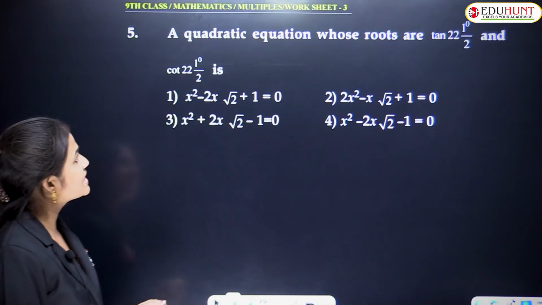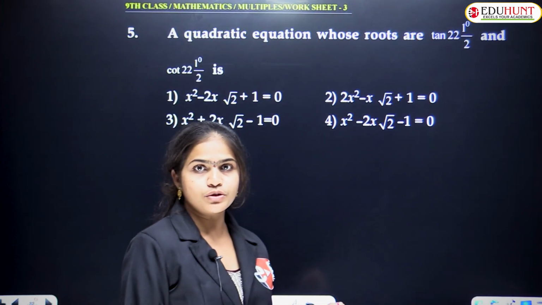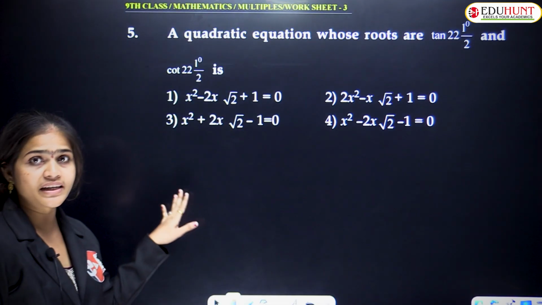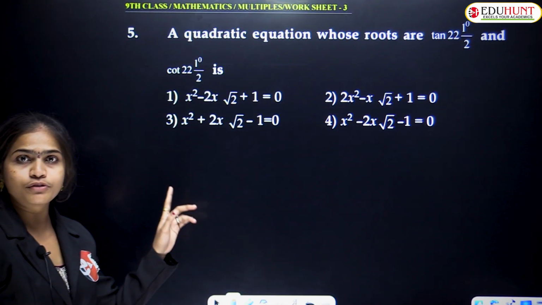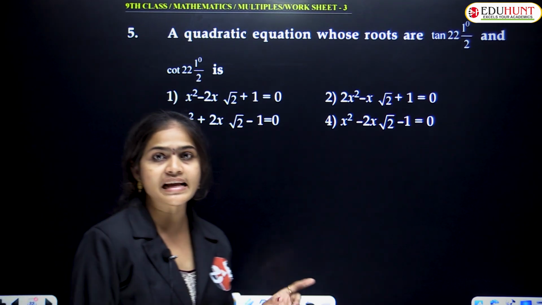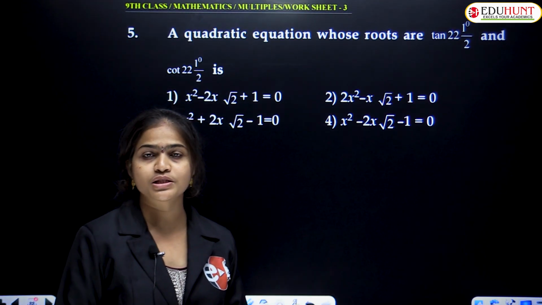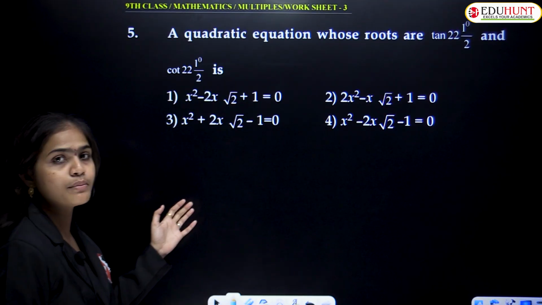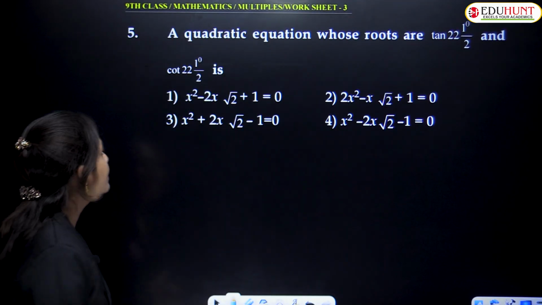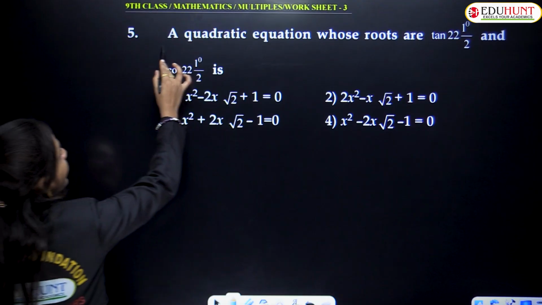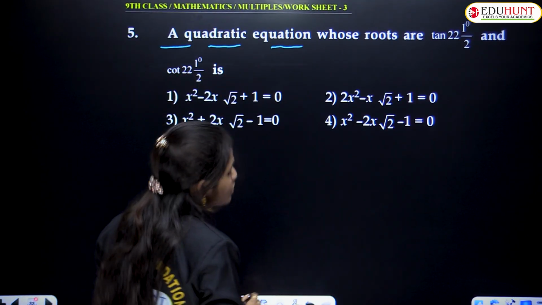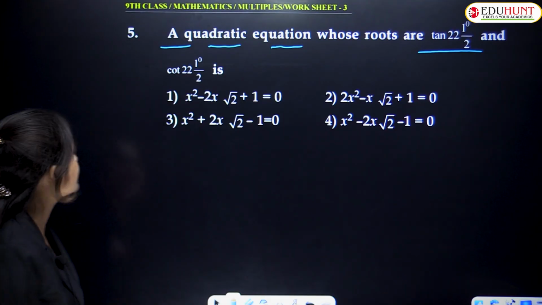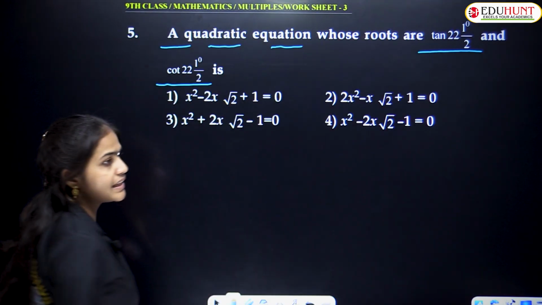Children, see here, questions related to quadratic equations are given. I will explain that concept here, as much as is required up to here. The leftover concept we will discuss after that, after transformations and functions, when we come to quadratic equations. There we will discuss this very briefly. So up to now, see what they have given: a quadratic equation whose roots are tan 22.5 degrees and cot 22.5 degrees.